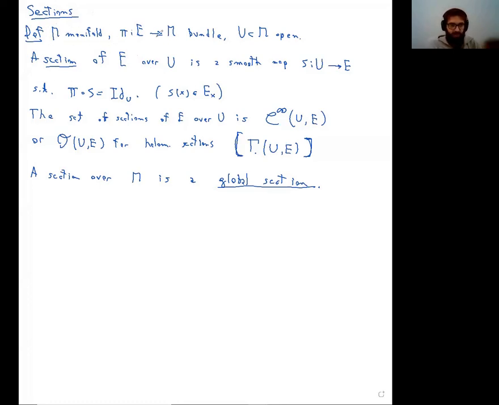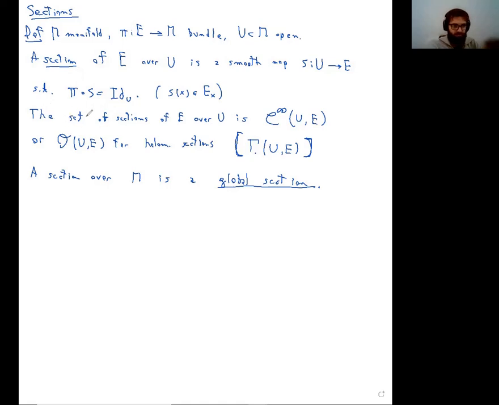So we start with a manifold M and a bundle E over M with projection pi, and we take an open set U over this manifold. We say that a section of E over U is a smooth map, if we are in the smooth category, and a holomorphic map in the holomorphic category, S for section, that's the standard name, from U to E, satisfying the extra condition that pi composed with S is the identity on U. What this means is that S of x is in the fiber over x. As an example, when E is the tangent bundle, this is precisely a vector field.